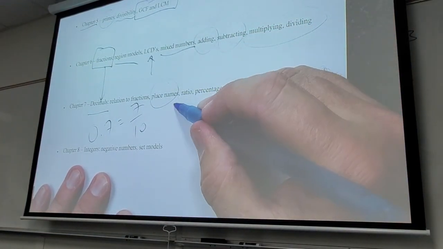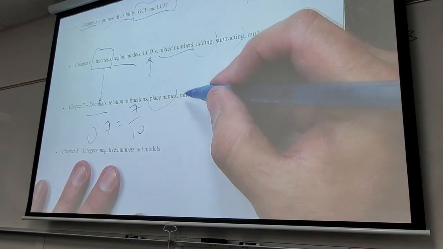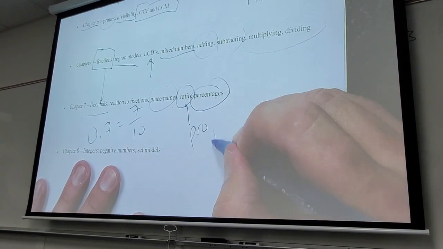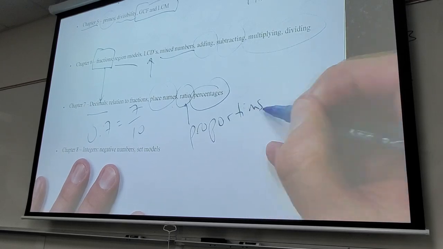Place names, of course, tens, hundreds, thousands, and so on. Ratios, percentages, of course, ratios lead to proportions, right? So this is the more recent stuff.